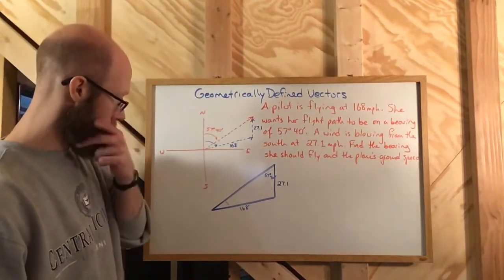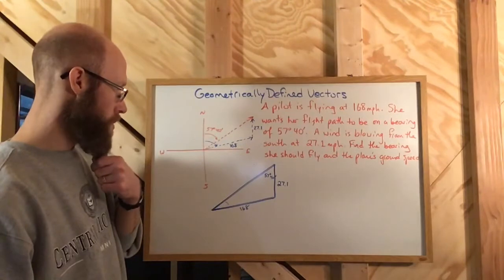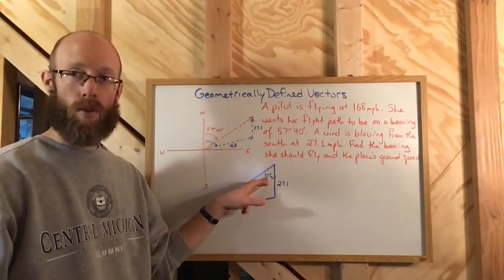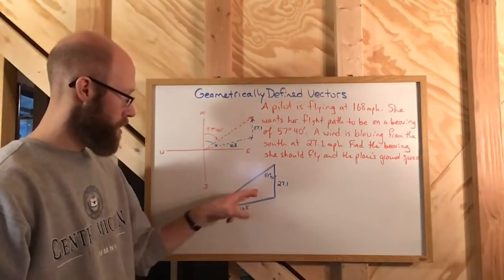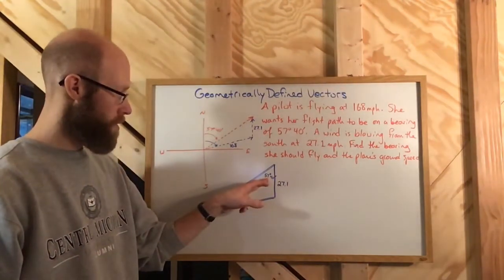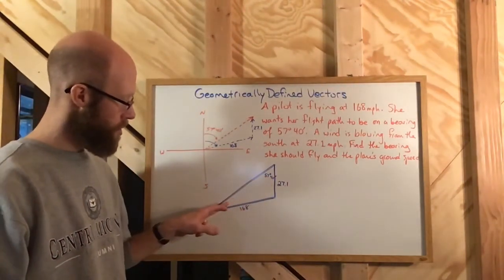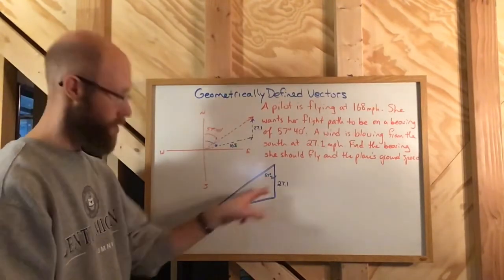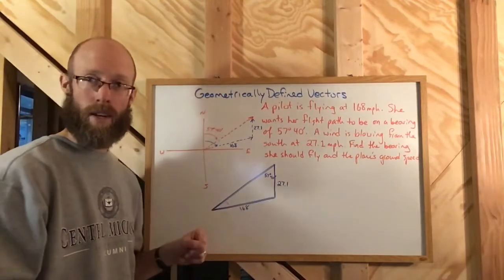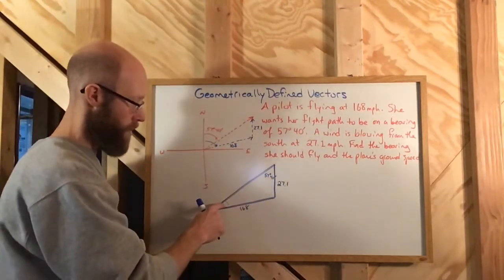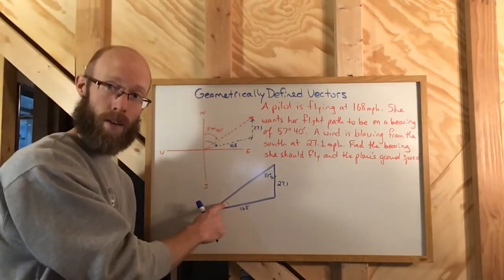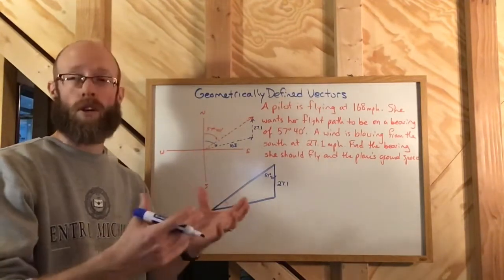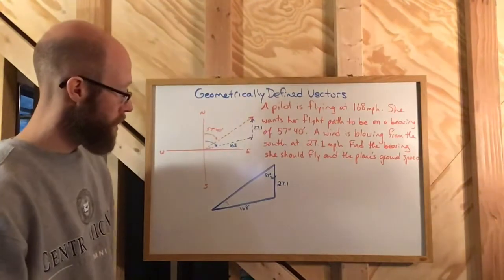So, let's see. I do know that the 57 degree 40 minute angle is going to be larger than this one. How do I know that? Well, the opposite side is larger than the other opposite side, okay? So my angle down here is definitely going to be an acute angle. So I don't have to worry about determining a first or second quadrant angle, okay?